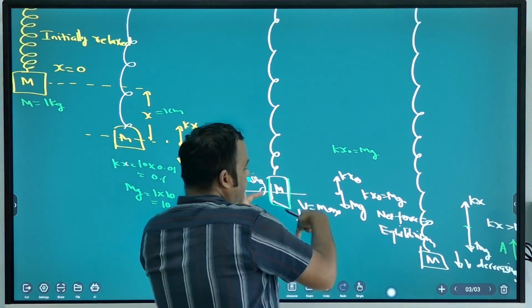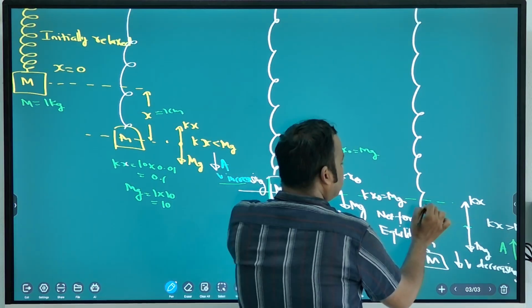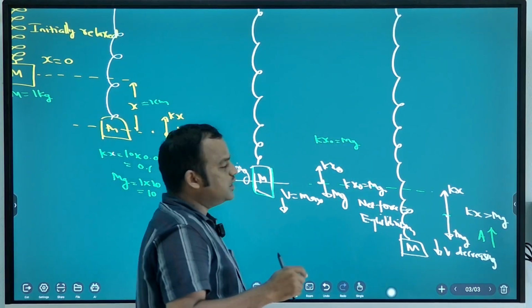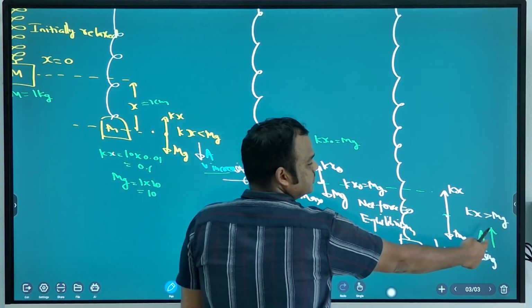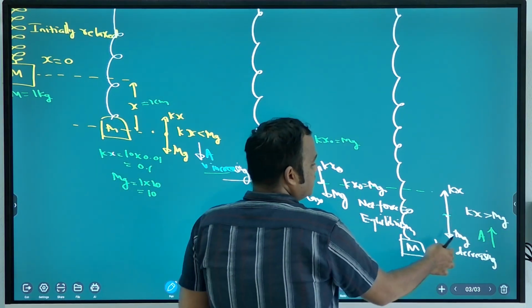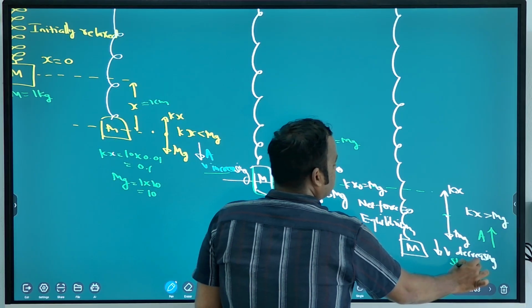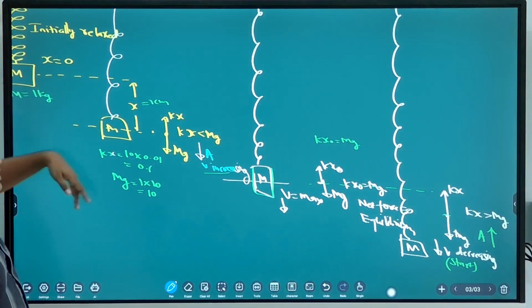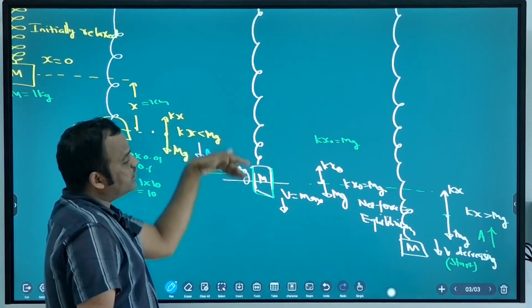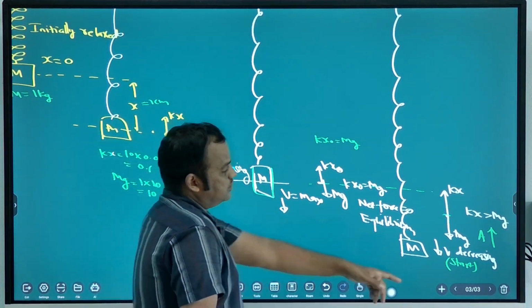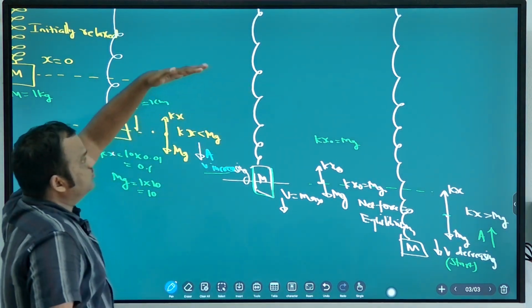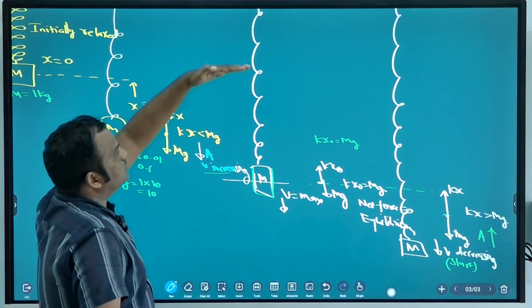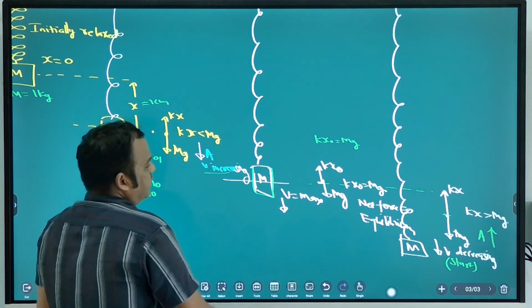When it crossed this point, after that, which force is greater? Kx is greater, correct? So, what is the direction of acceleration? Upward. So, velocity will start decreasing. Are you getting? Velocity will increase up to here, but after that, velocity will decrease. It is oscillating.